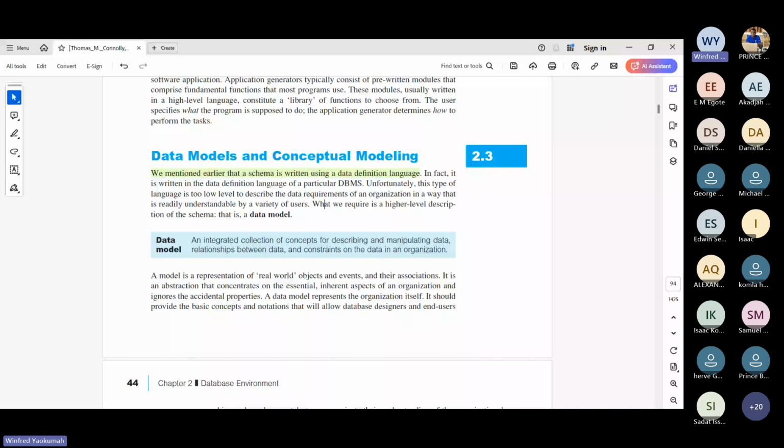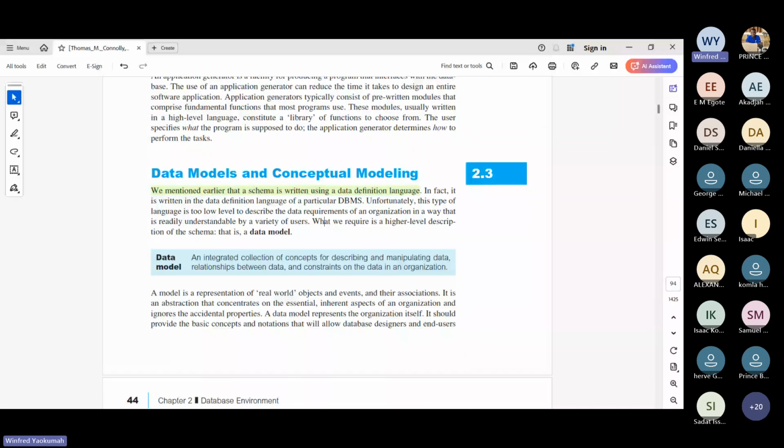So when we talk about a data model, we are talking about an integrated collection of concepts. These concepts describe how we will describe and manipulate the data, and how we will create relationships and the constraints among the data. So you will see straight away that this is talking about the conceptual level, and this is where the work is. If you are able to do this one well, then your database will stand the test of time.